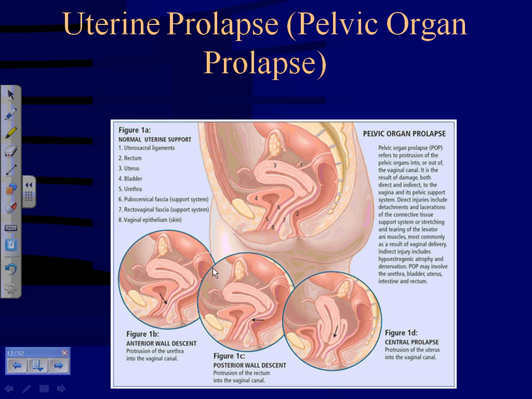And so this is normal orientation. In prolapse, you can get different forms of uterine descent, as they call it. Some will impact on the anterior wall, some will impact on the posterior wall. So what's happening here is the bladder and the urethra are actually pressing against the vagina, whereas here the rectum is actually pressing against the vagina. And here you get central prolapse, as I described earlier, where a portion of the uterus goes into the vaginal canal, and it can actually go all the way down to the introitus in some severe cases.